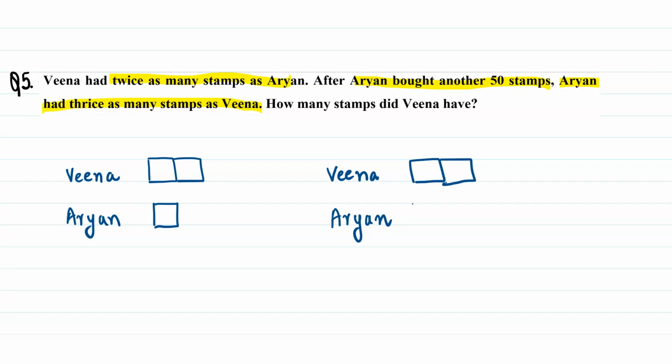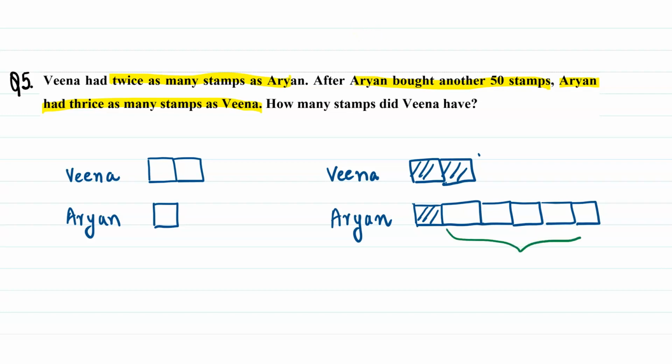So 3 times, like there are 2 boxes, so we should make this 1 time of whatever Veena has. Now 2 times, then 3 times. So that means if Veena is having 2 boxes, Aryan is having 6 boxes. And now we know earlier Aryan was having 1 box and Veena was having 2 boxes. And this situation happened only when Aryan bought 50 more stamps. So these 5 boxes should be equal to 50 stamps.